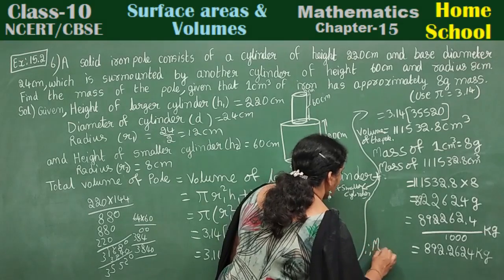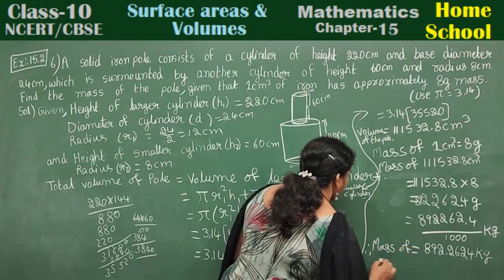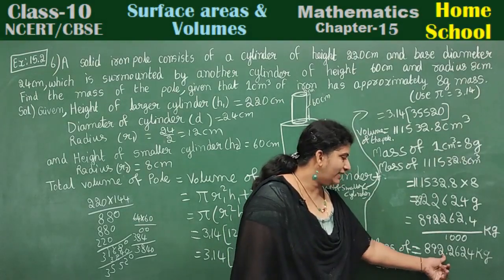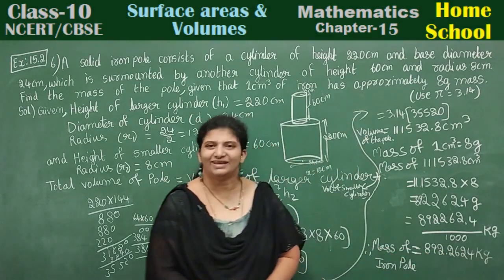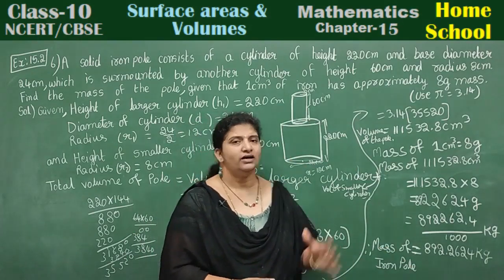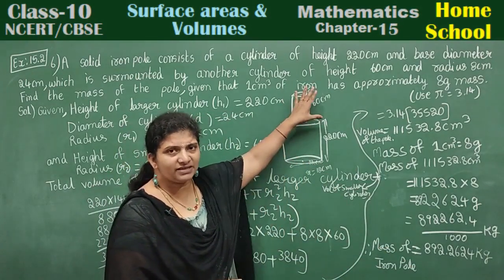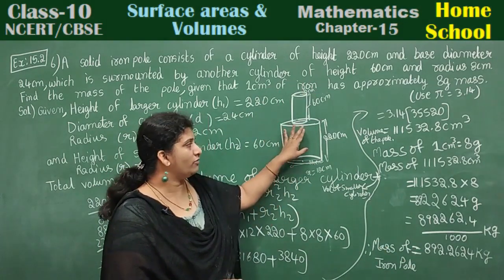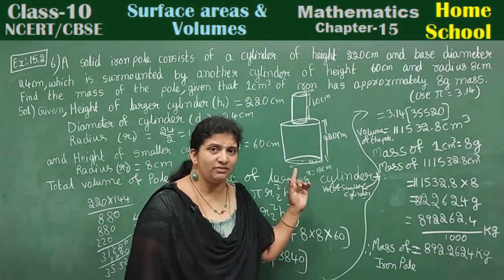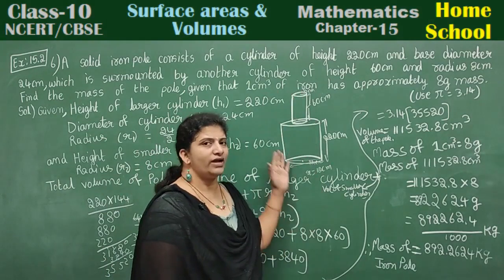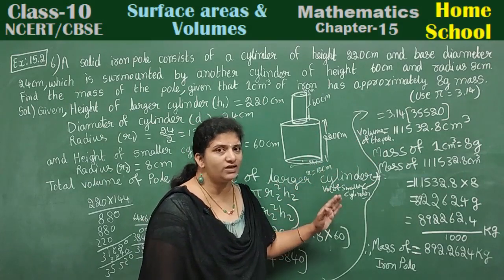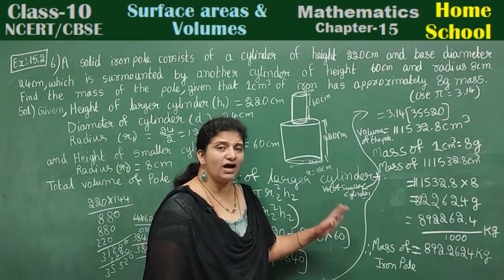Therefore, the mass of the iron pole is equal to 892.2624 kgs. Understand the problem carefully. There is nothing to learn by heart. Understand here, 2 cylinders are placed and this is an iron pole. Therefore, find the volume of this cylinder plus the volume of this cylinder. Then each cubic centimeter is 8 grams of mass. So, find out the volume of the pole and multiply with 8. You are going to get the mass of the pole.